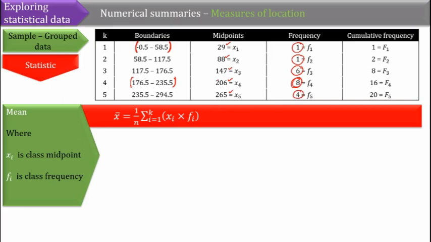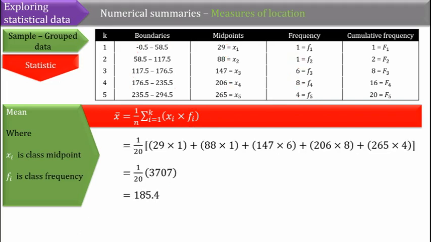So that means I still need to add everything together, but they're not going to be raw data, they're going to be midpoints now. So I'll take 29, one of them, plus 88, one of them, plus 147, 6 times, plus 206, 8 times, plus 265, 4 times. And that's where this frequency comes from. We're simply saying take the midpoint, multiply it by the frequency, add all of it together, and then divide by 20. And that's exactly what we did.